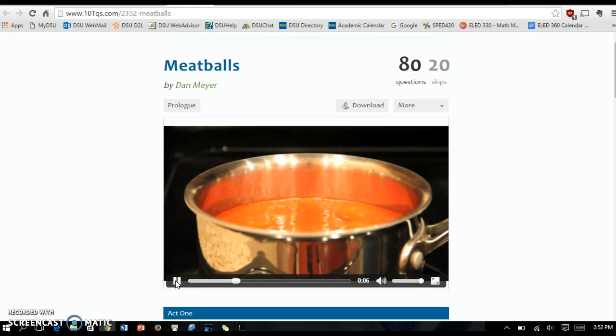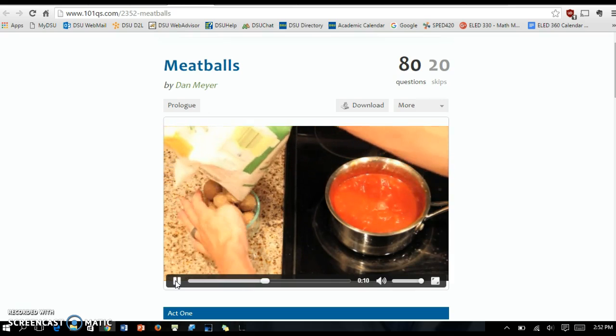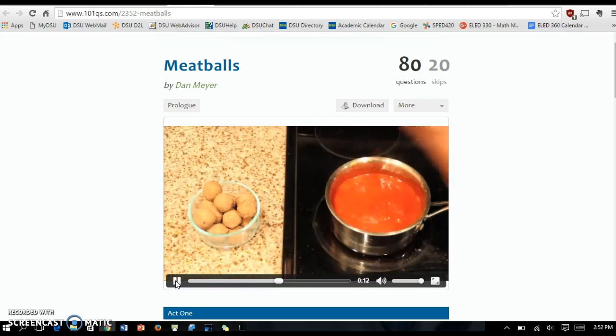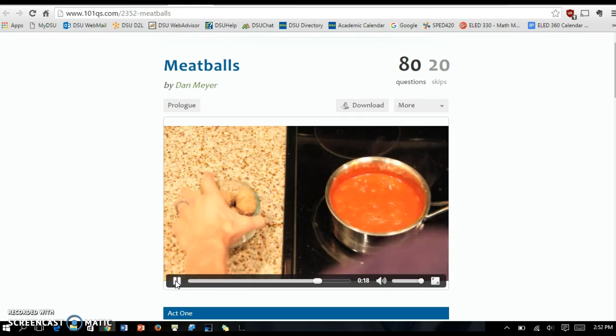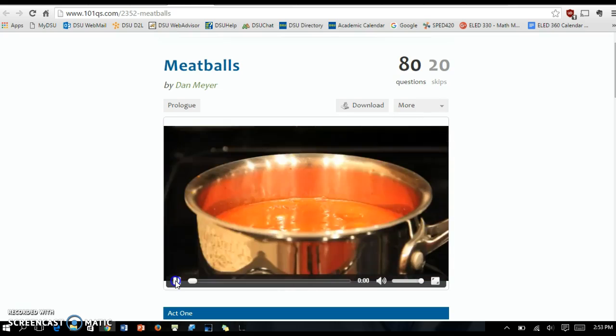It essentially just shows them this pot, and then there's going to be a bowl of meatballs, and then they're just going to dump them in. And then that's all students would see.